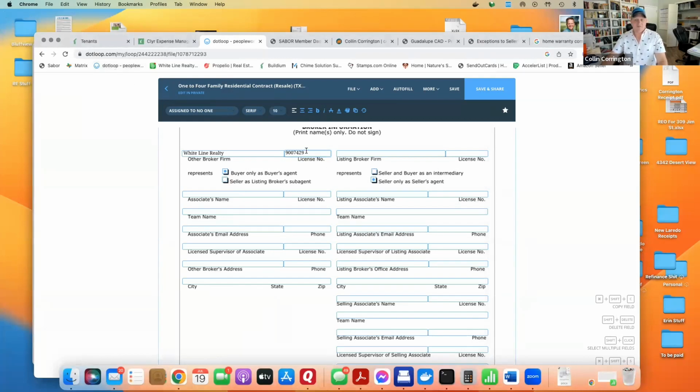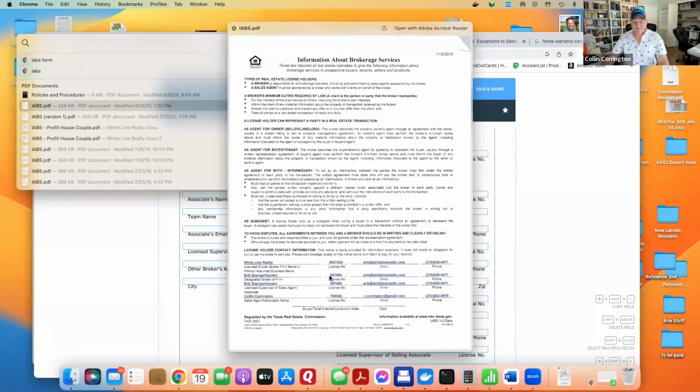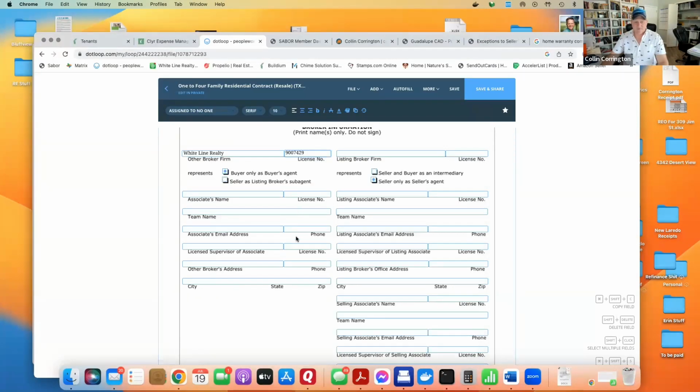It is not our office ID, which is the WHLI 00 whatever. And it's not Eric's license number. So if we go back to our IBS there, it's not 597-489. That's Eric's license number. So that would go here. And then your license number goes there.